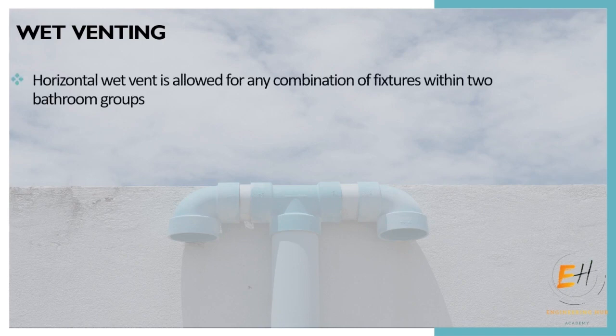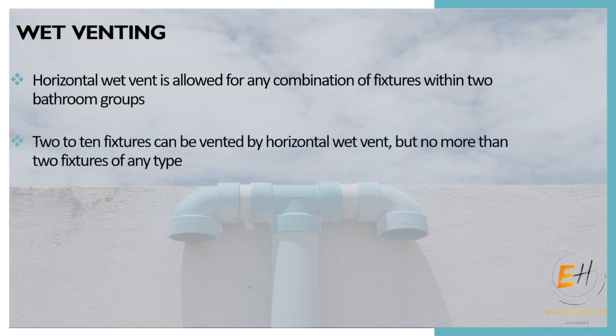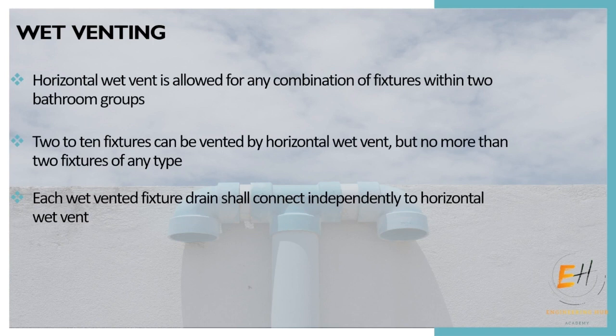Section 912.1 of the International Plumbing Code allows any combination of fixtures within two bathroom groups to be vented by a horizontal wet vent. A horizontal wet vent could have as few as two fixtures or as many as 10 fixtures, but not more than two fixtures of any type can be connected to the system. Each wet vented fixture drain shall connect independently to the horizontal wet vent. This is done to protect the function of each fixture, assuring that one fixture will not influence another's operation.